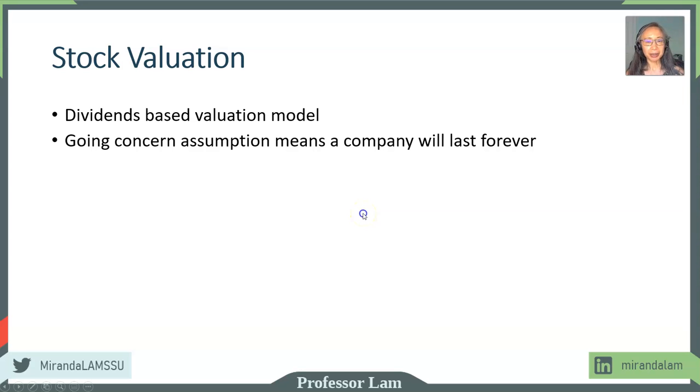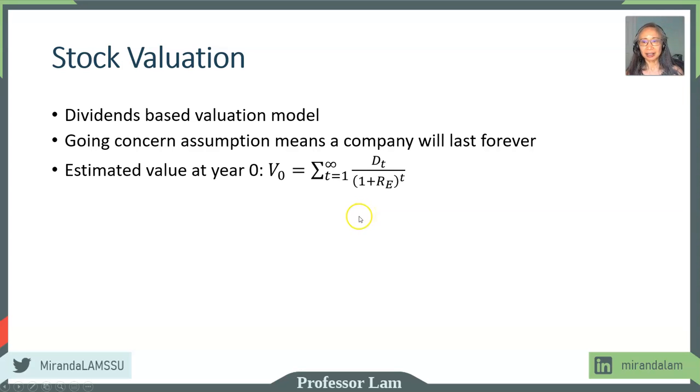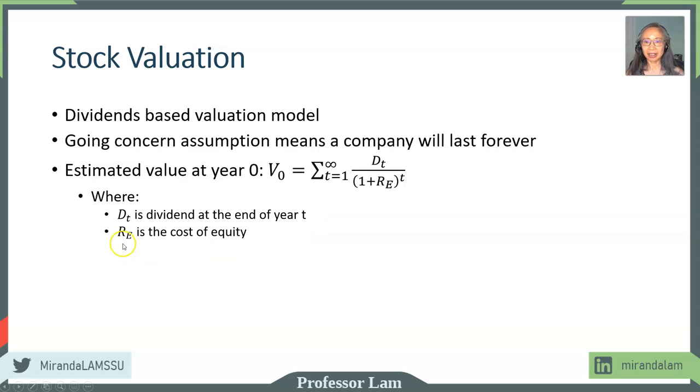So if we are estimating the value of a stock using dividend as the cash flow, so dividend at the end of year T, and RE is the cost of equity. So it's basically computing the present value. And because it will last forever, this summation doesn't end. This is an infinity symbol. So you'll just keep going and going and going. So what do we have? A very expensive definition of dividends.